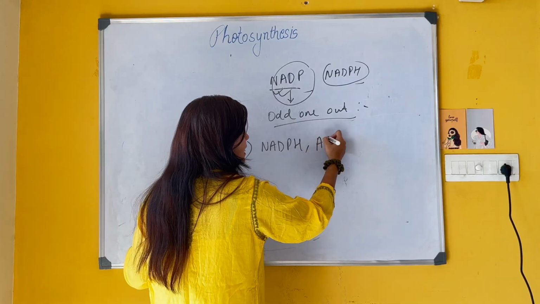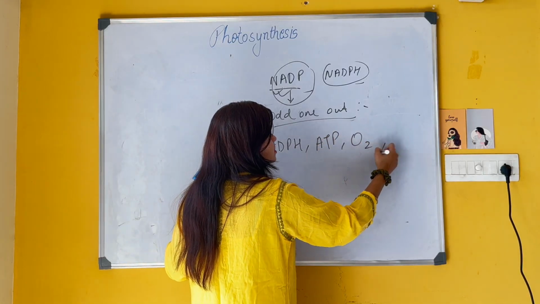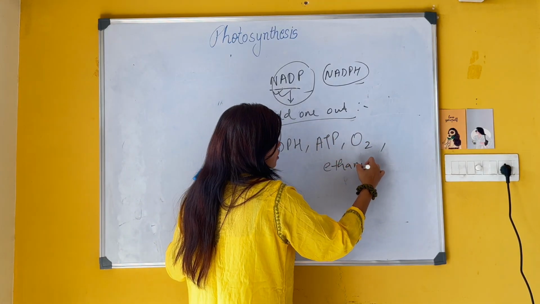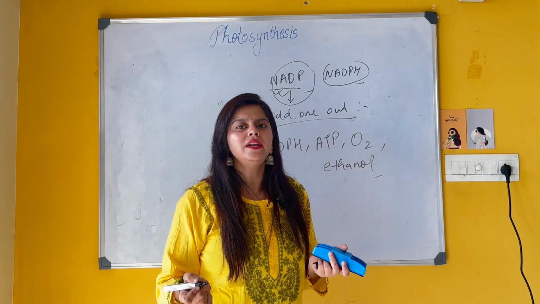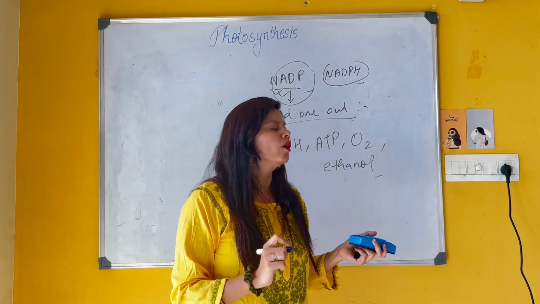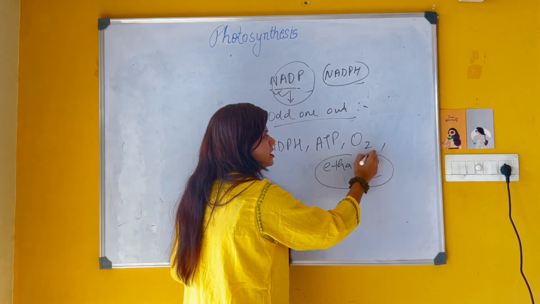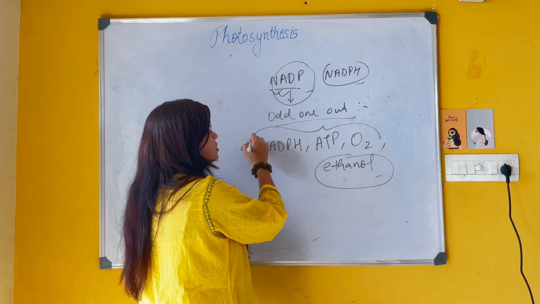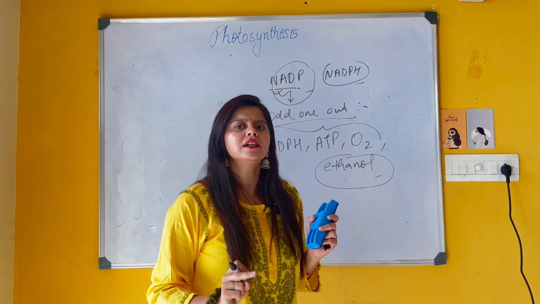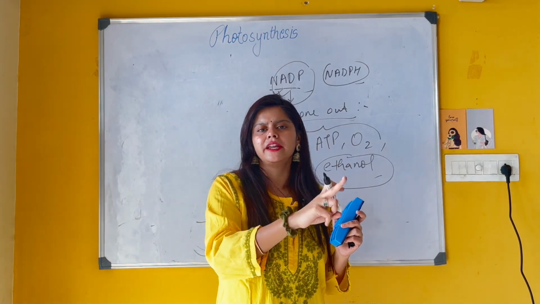NADPH, ATP, oxygen, let's say ethanol. What is the odd one out? And write the category to which others belong. Odd one out will be ethanol. What is the category for these? These are the end products for light dependent stage.